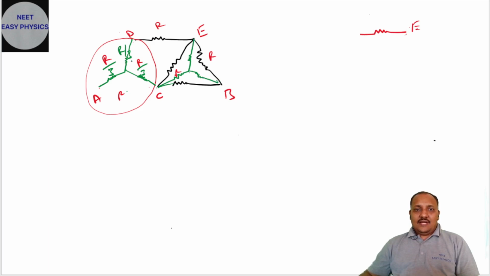So star delta will be converted into star. It is going to be changed like this. R by 3, R by 3. This is also R by 3. Now this is A. Now you can observe.